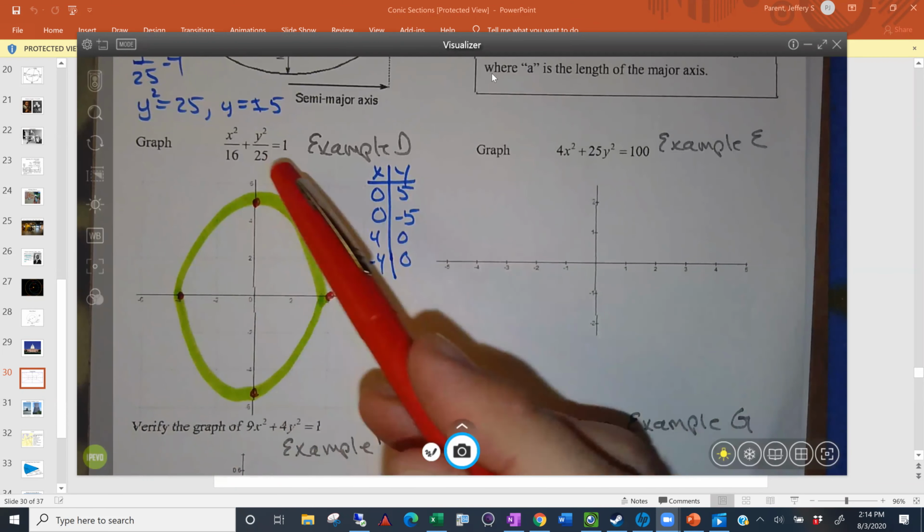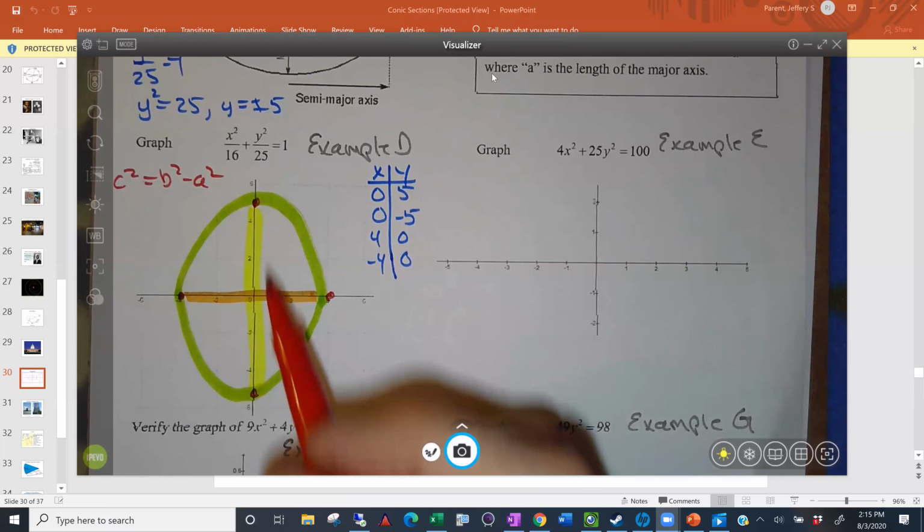Now there's two axes that run through here. The longer of the two is your major axis. The shorter of the two, of course, would be your minor axis. Now it's along the major axis that you're going to find your foci, and that's where we're going to use the formula c squared equals b squared minus a squared. Just basically subtract the square of these things in the order that makes sense.